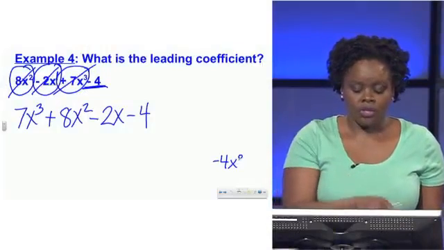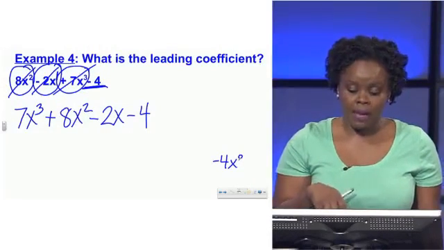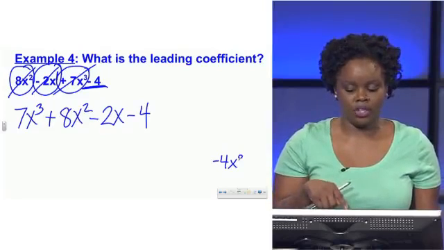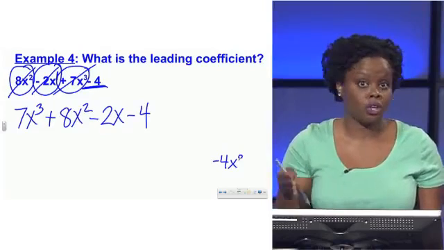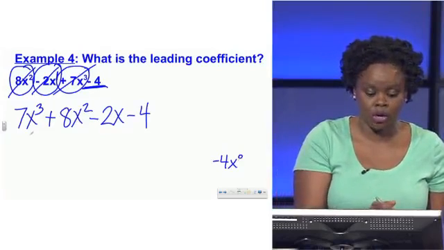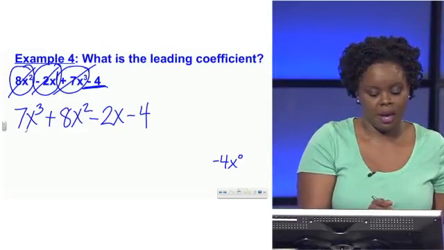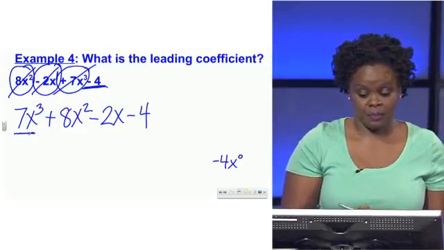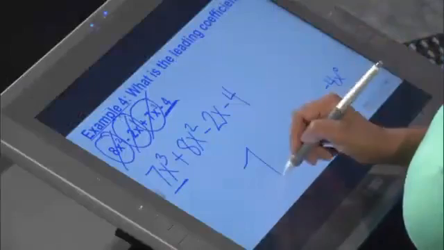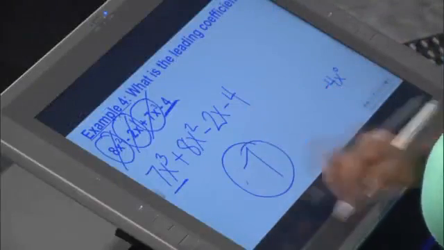Alrighty? So now that this is written in standard form, I can figure out what the leading coefficient is. The leading coefficient is the coefficient of your first term, the leading term. My first term is 7x cubed, and the coefficient there is 7. So the leading coefficient of this polynomial is 7. And you're all done. It's a little bit of work to get there, but the answer is just that constant. That's 7.